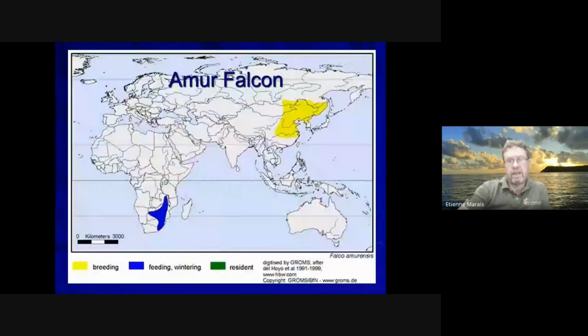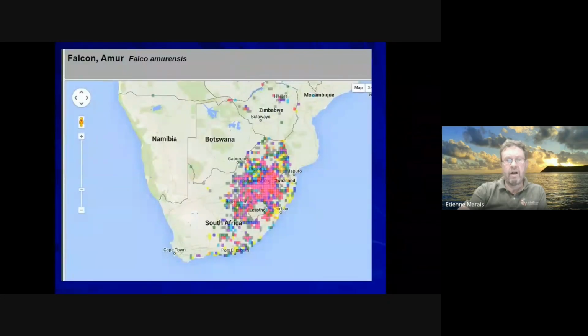So this is a fascinating species. The Amur falcon has the longest migration pathway of any raptor on the planet. It breeds in the Amur Basin, China, Mongolia, Russia, and then migrates down into Southern Asia from India and Sri Lanka, then takes an ocean hop to East Africa and ends up in Southern Africa from Zambia, Zimbabwe, Botswana, and South Africa. And that's our distribution map in South Africa.